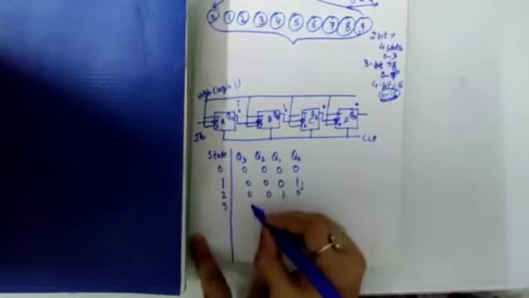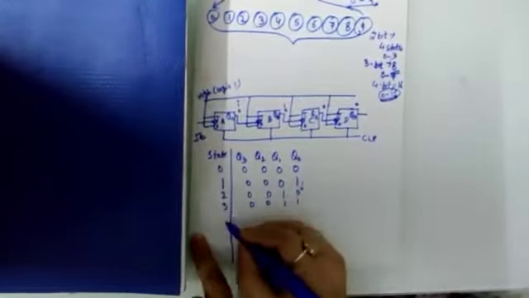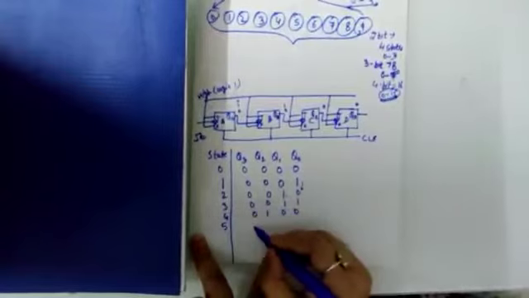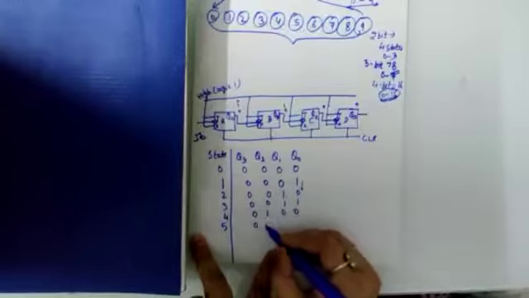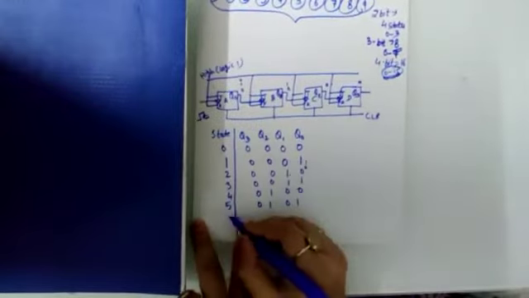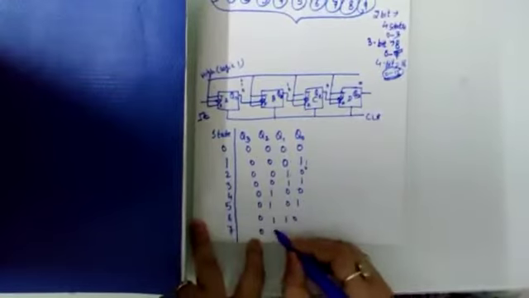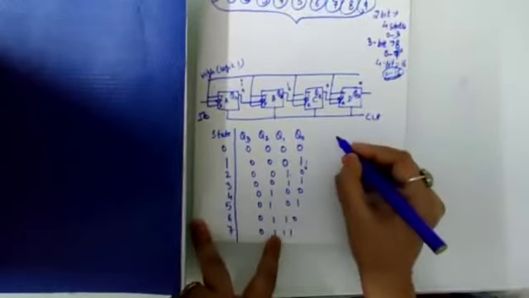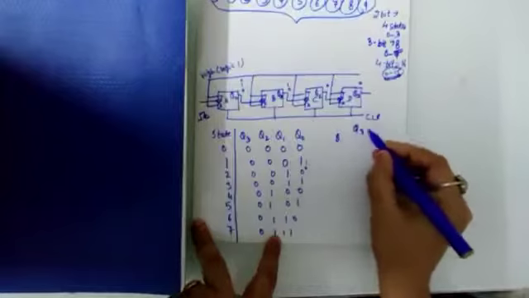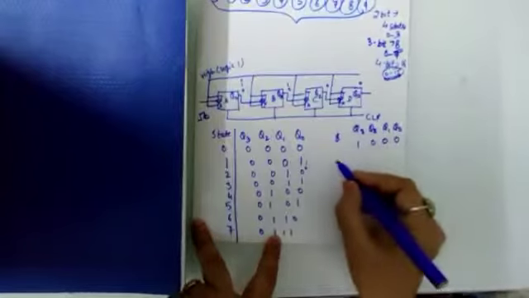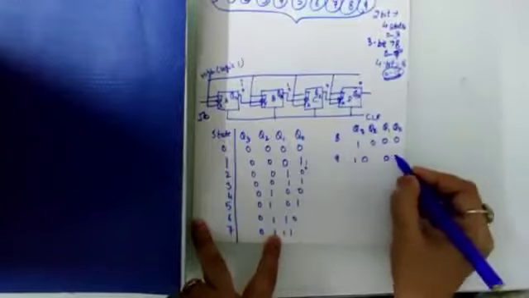In the third clock pulse it will count as 3. In the same way, with the fourth clock pulse it will count as 4. In the fifth clock pulse it will count as 5. In the seventh clock pulse it will count as 7. In the eighth clock pulse it will count as 8, which is 1 0 0 0. In the ninth clock pulse it will count as 1 0 0 1.